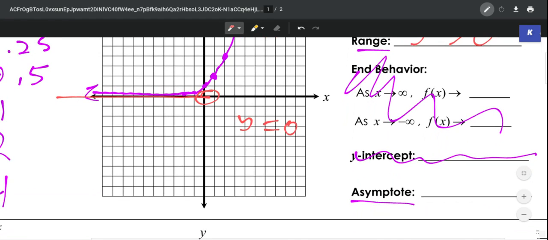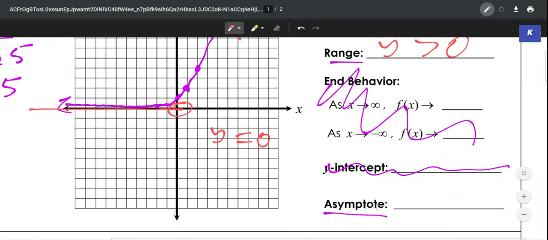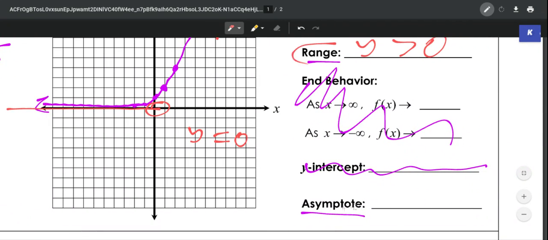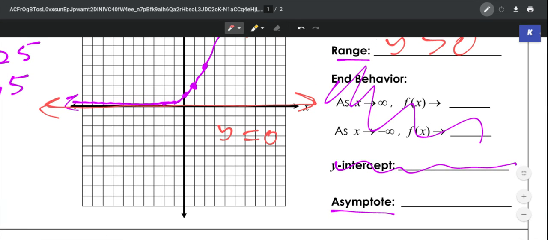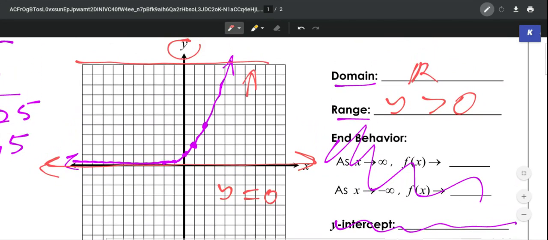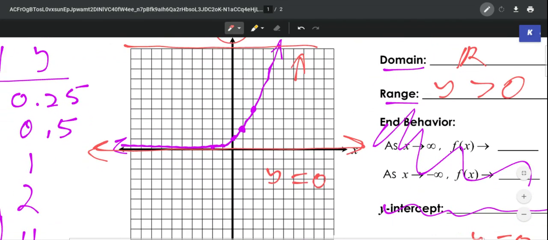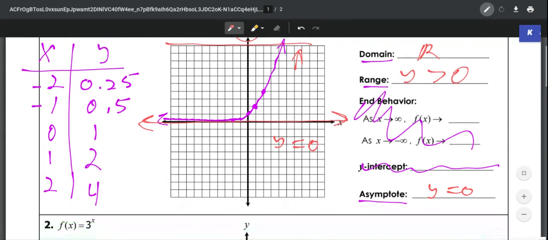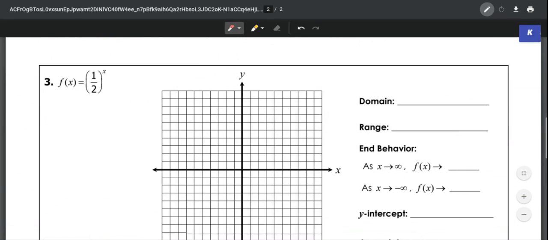And then the easy part for your asymptote, your range is kind of an indicator of what your asymptote is. So your asymptote is actually y is equal to 0 because that graph stops at y is equal to 0. So that's your asymptote. It doesn't cross any lower than that. All right, so that is an exponential growth. Now we'll look at a decay problem.